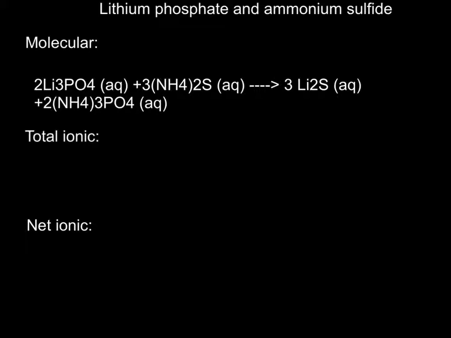The products we get for this equation are lithium sulfide and ammonium phosphate. Since sulfide has a charge of -2 and lithium has a charge of +1, we get Li2S. That's also aqueous because it's soluble, and ammonium has a charge of +1 and phosphate has a charge of -3, so it would be (NH4)3PO4.